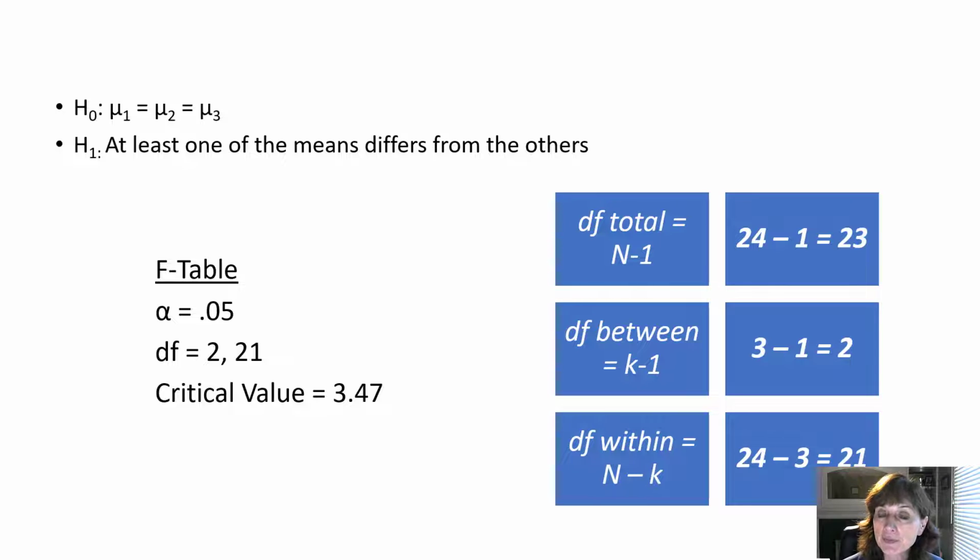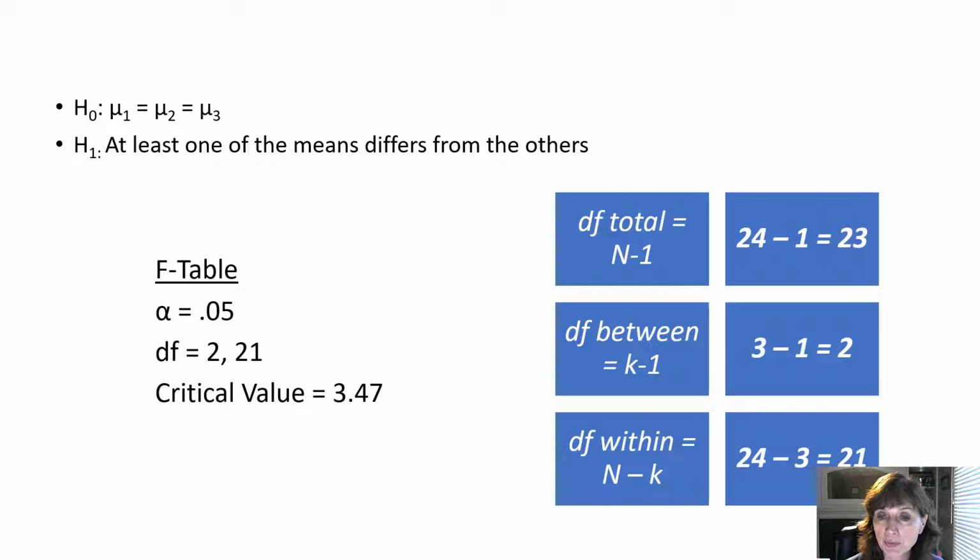Our degrees of freedom between, that's the numerator. Degrees of freedom numerator or between is K minus 1. K is just the number of conditions we have or the number of groups that we have. So that's going to be 3. K was 3, so 3 minus 1 is 2. That's our degrees of freedom for the numerator of the F statistic.